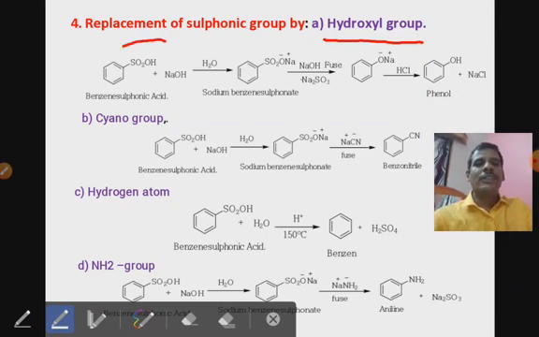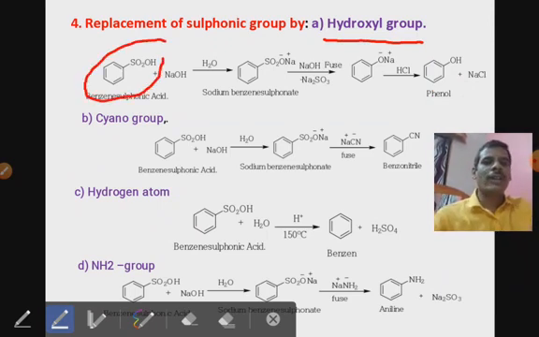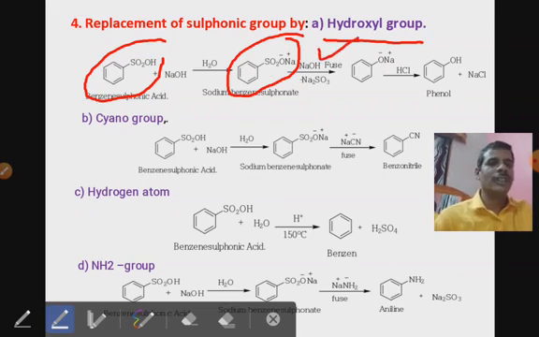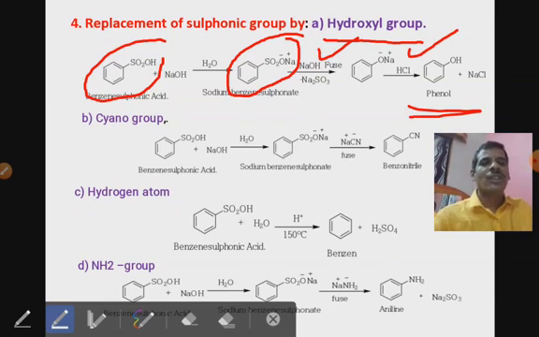When benzene sulfonic acid reacts with sodium hydroxide, there is a formation of sodium benzene sulfonate. When this sodium benzene sulfonate is fused with sodium hydroxide, there is a formation of the sodium salt of the corresponding phenoxide ion, and we know that the sodium phenoxide undergoes a hydrolysis reaction in the presence of HCl, giving phenol. In this way, benzene sulfonic acid can be easily converted into phenol.